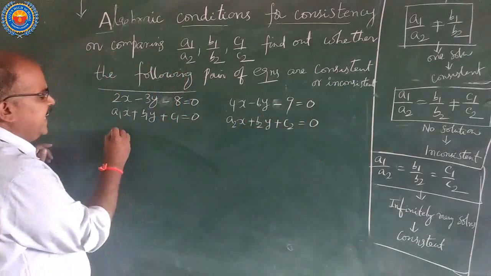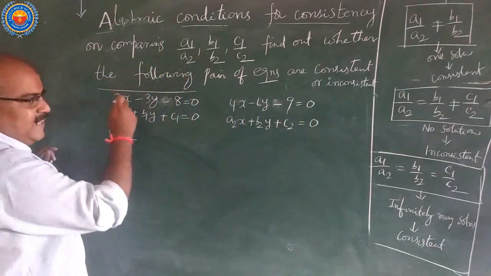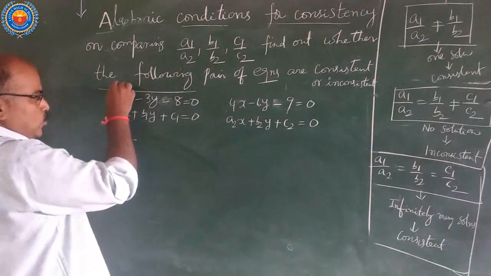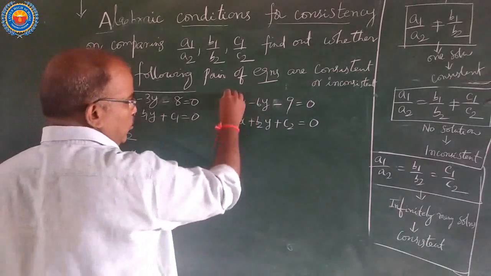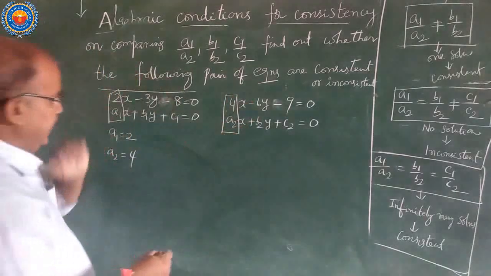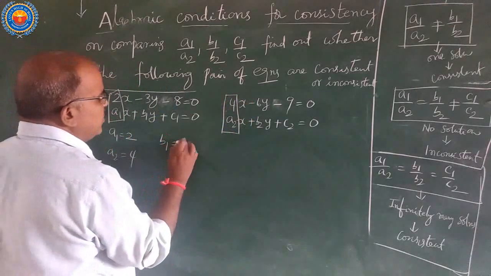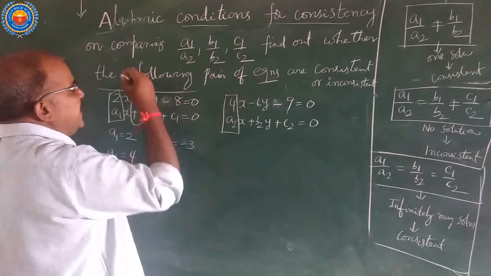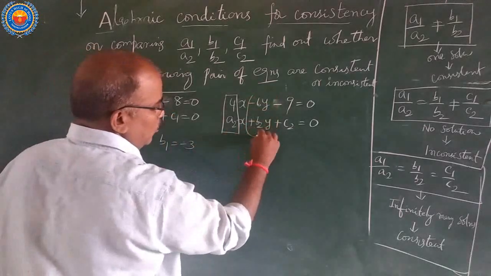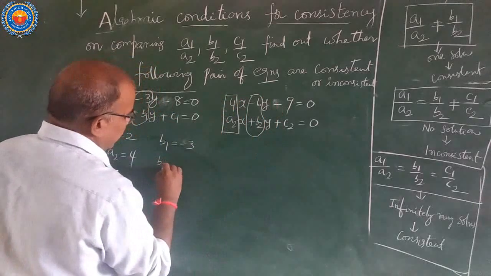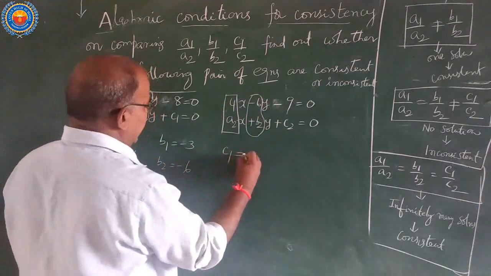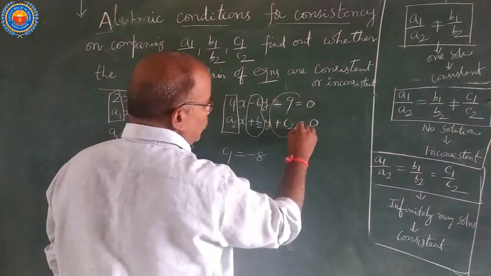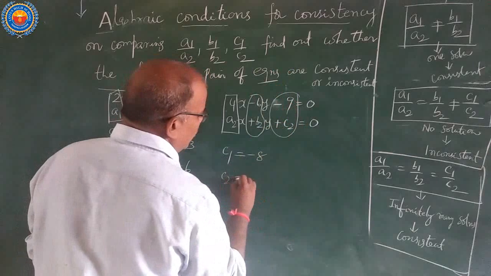Now a1 is equal to 2, a2 is equal to 4. b1 is equal to minus 3, b2 is equal to minus 6. What about c1? c1 is equal to minus 8, c2 is equal to minus 9.